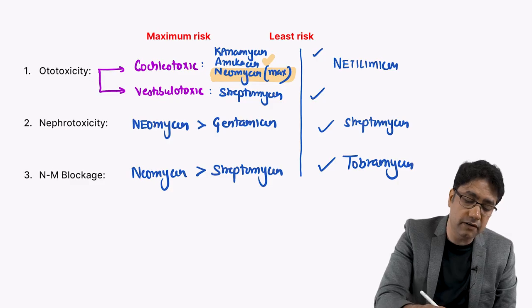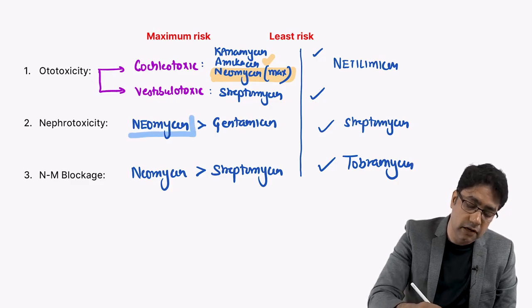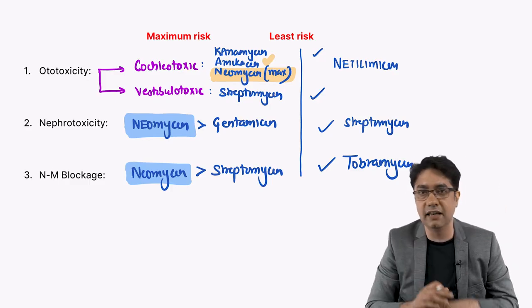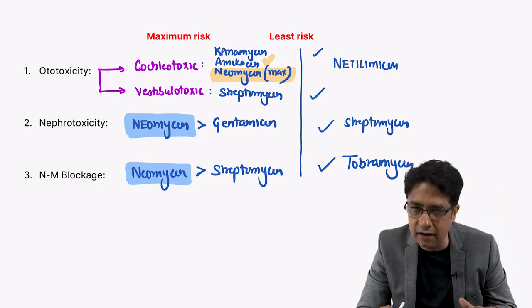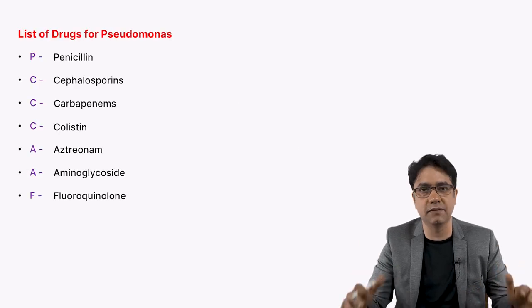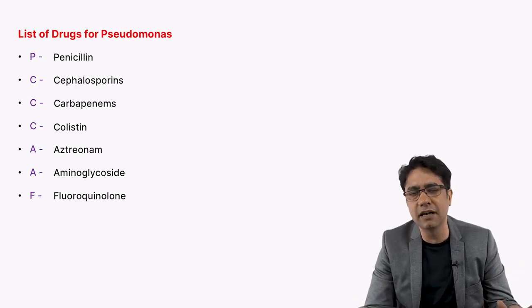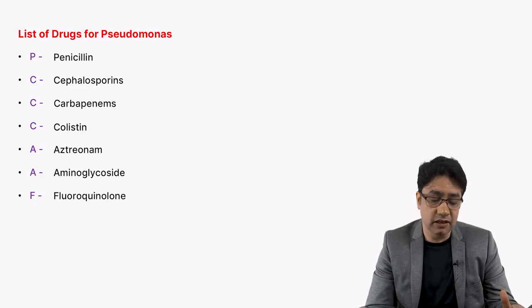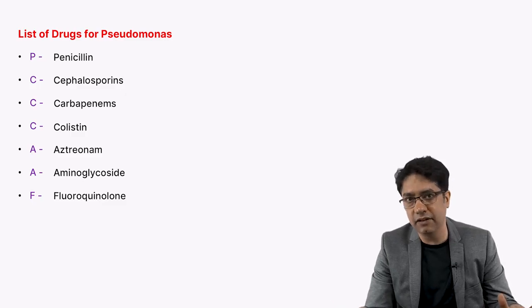So from this part, we have understood one concept. The overall most toxic aminoglycoside is neomycin everywhere. That is why we rarely use neomycin as an injection. So the last slide is, let's make a list of the drugs which are effective for Pseudomonas. Pseudomonas is a gram-negative infection.